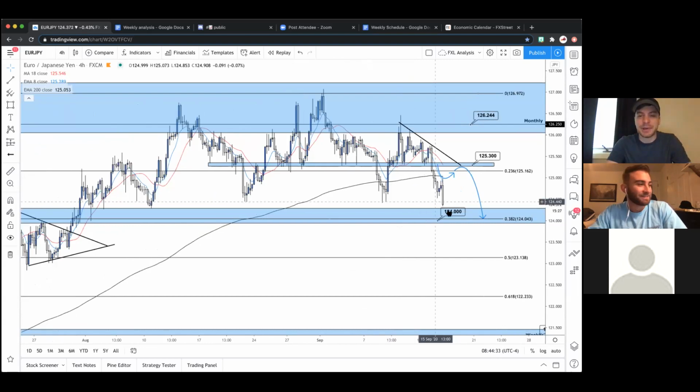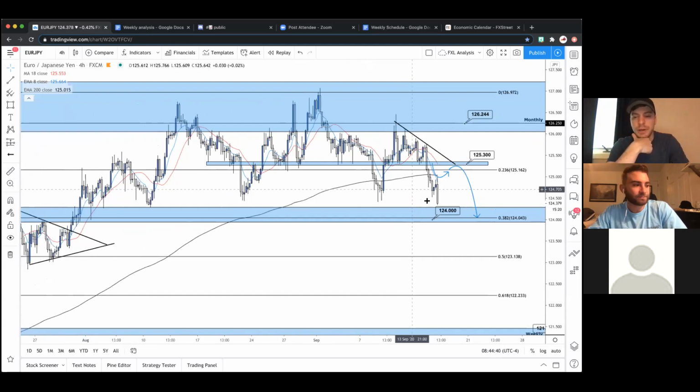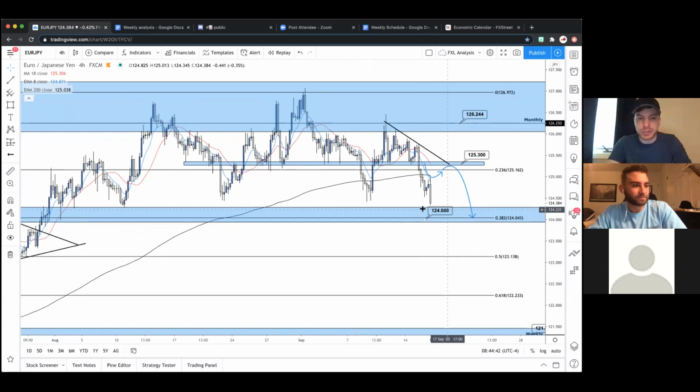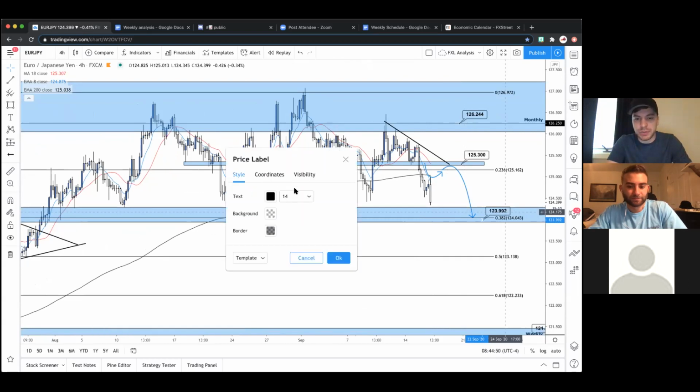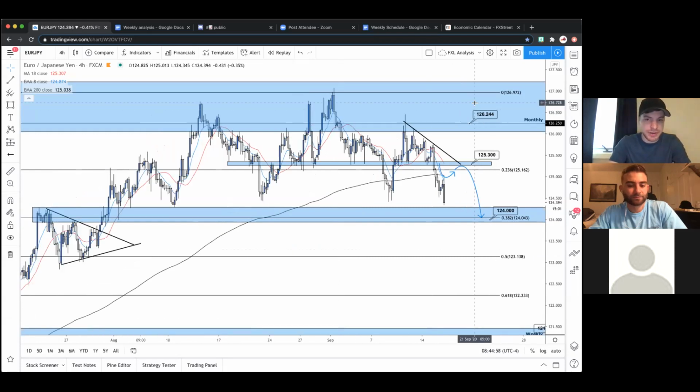Yeah, so I'm talking about how we expected to get down to 124, right? And then from this point is where we're going to reanalyze, because the 124 zone, this zone right here, is really the deciding factor for where this is going. Either it's going to bounce, continue within this range, maybe head back up to this monthly zone at 126.5 or something, or it breaks this zone.